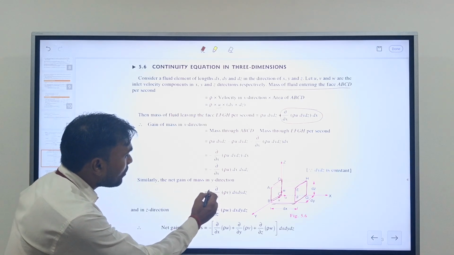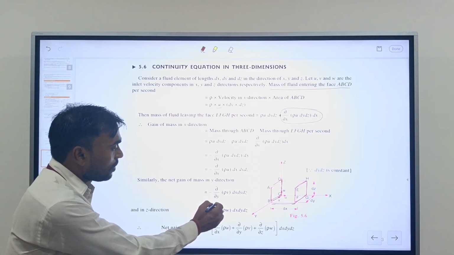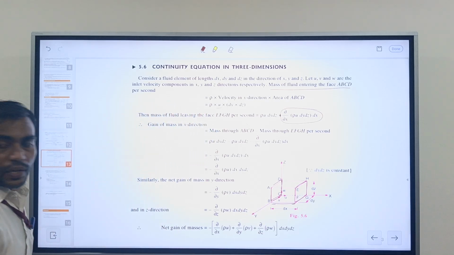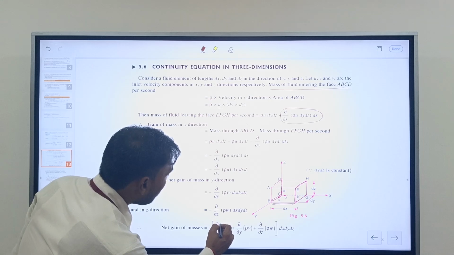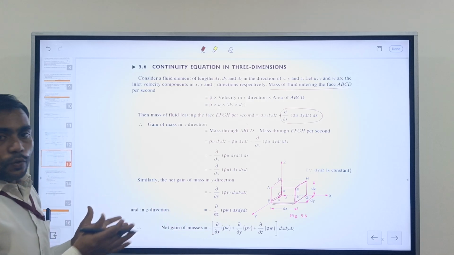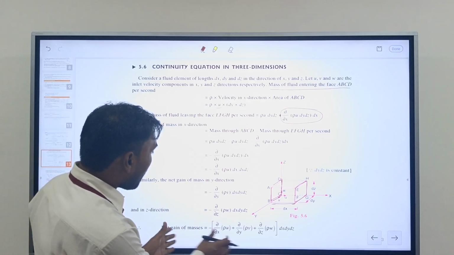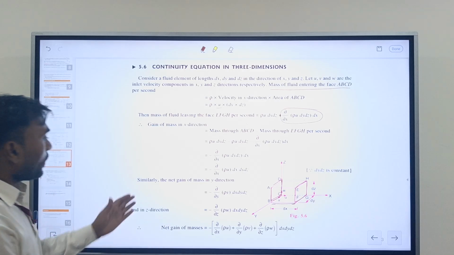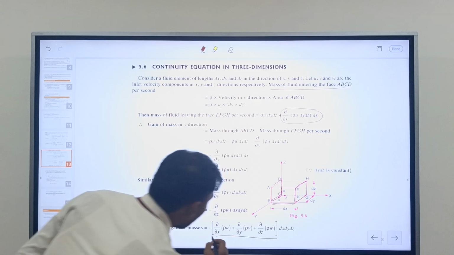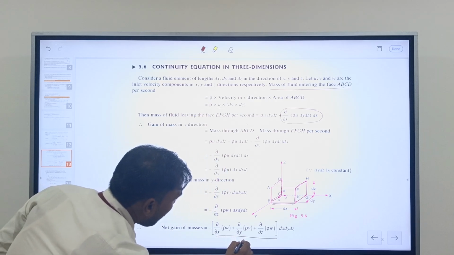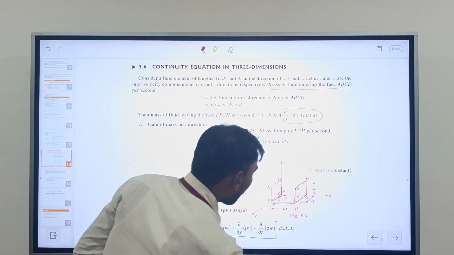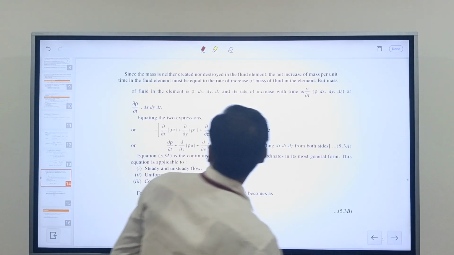Similarly, the net gain of mass in the y direction will be minus del by del y of rho v dx dy dz, and in the z direction it will be minus del by del z of rho w dx dy dz. If you want to calculate the net gain of mass, it will be the summation of all these values. So it will be equal to minus of del by del x rho u plus del by del y rho v plus del by del z rho w, into dx dy dz.